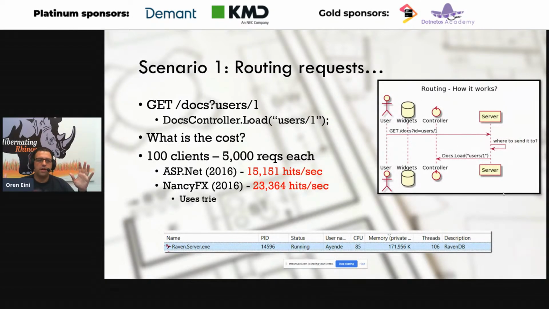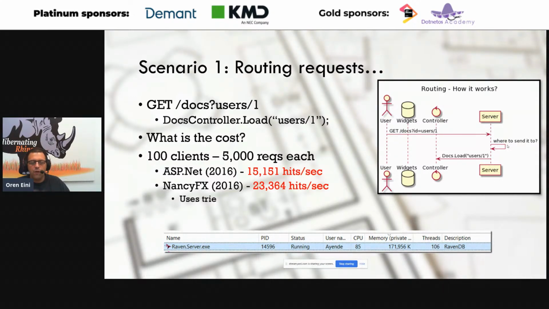Let's talk about something pretty simple, and I want to give you something concrete. When we need to route a request, a user is sending us a GET request, and I need to call this method. So you can see the diagram here. Somewhere here is the part that we care about. This is what I call routing.